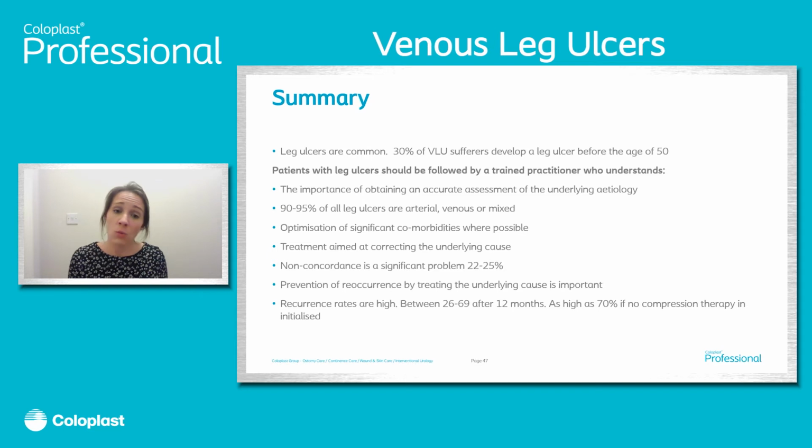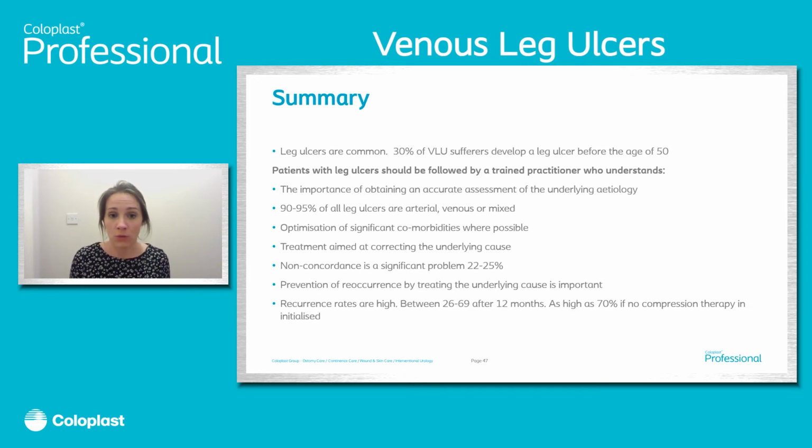If it's arterial, we would be looking at referring that person on to a specialist service, a vascular service, for further assessment. And if it were mixed etiology, we would then look at how that person is best managed and weighing up the risk versus benefit of whether they might be suitable for some level of compression. We want the treatment to be aimed at correcting the underlying cause. Whatever the cause of the ulcer, whether it's arterial or venous, we want the treatment to be aimed at correcting the insufficiency.